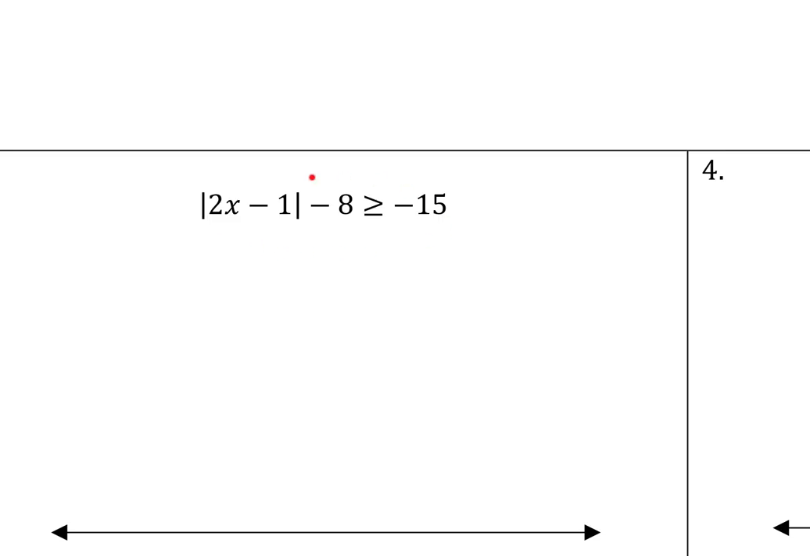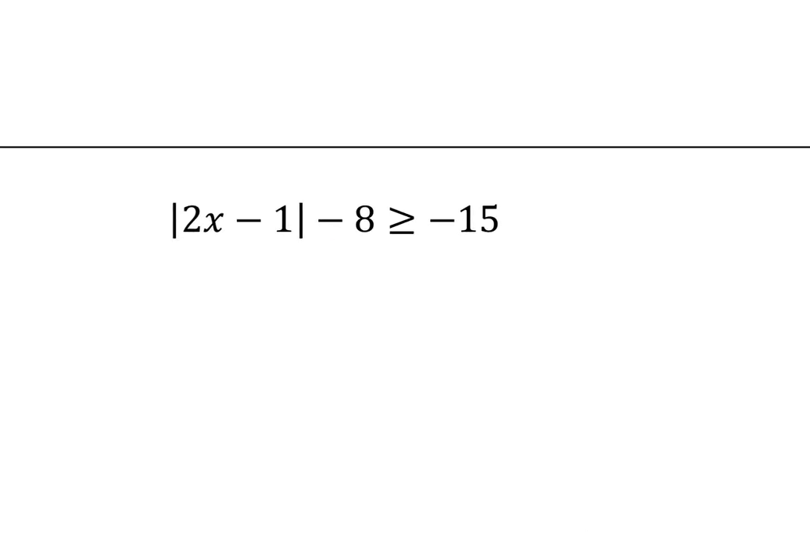All right, so if I look at my next problem, I'm going to isolate the absolute value part first. So I'm going to add the 8. And I get the absolute value of 2x minus 1 is greater than or equal to -7. The absolute value is greater than or equal to -7. Always.